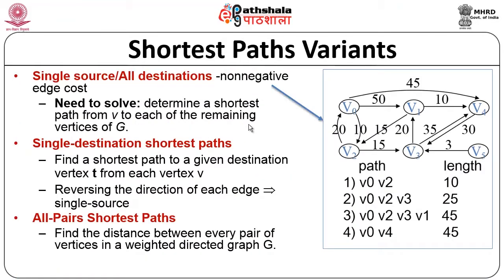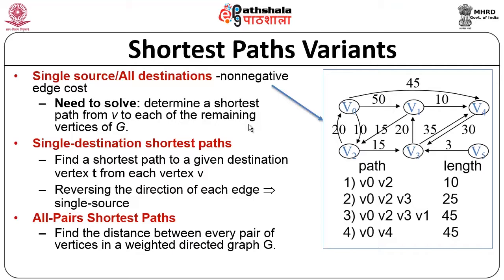Now, if you take this particular shortest path variant, single source all destination, we assume we have a non-negative edge cost, we will come to negative later. We need to solve or determine a shortest path from V to each of the remaining vertices of the graph G.